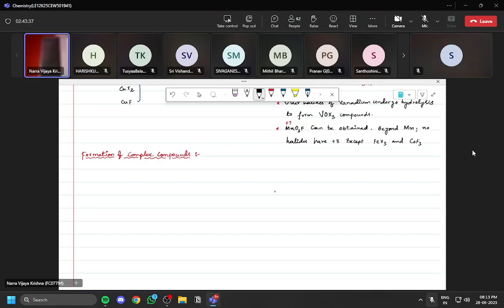The smaller the size of the central metal, the more readily complex formation occurs, and such complexes are readily stable. For example, if you take s block elements, lithium, sodium, potassium, rubidium, cesium, which can form complexes readily? Lithium. So I'm writing the same: the smaller the size of the metal ion, the more readily the complex formation occurs.